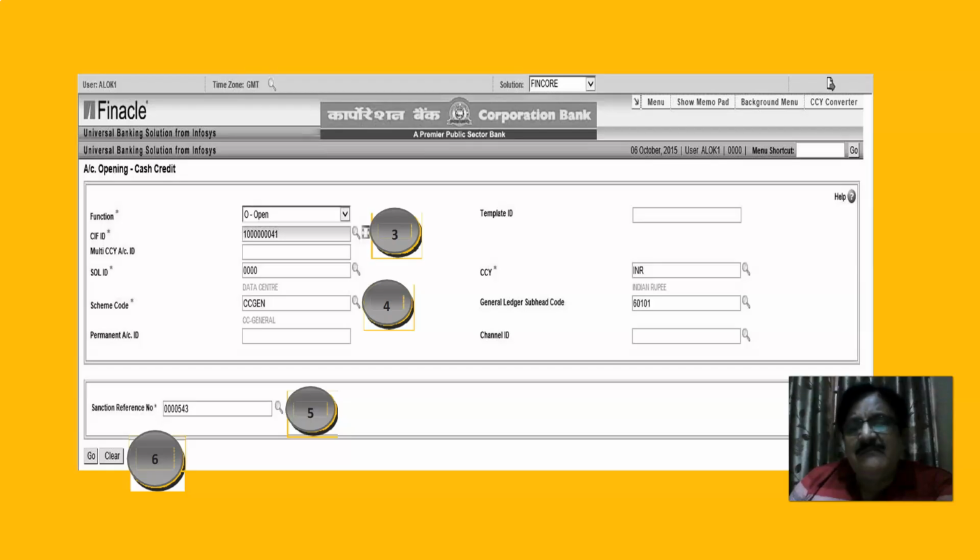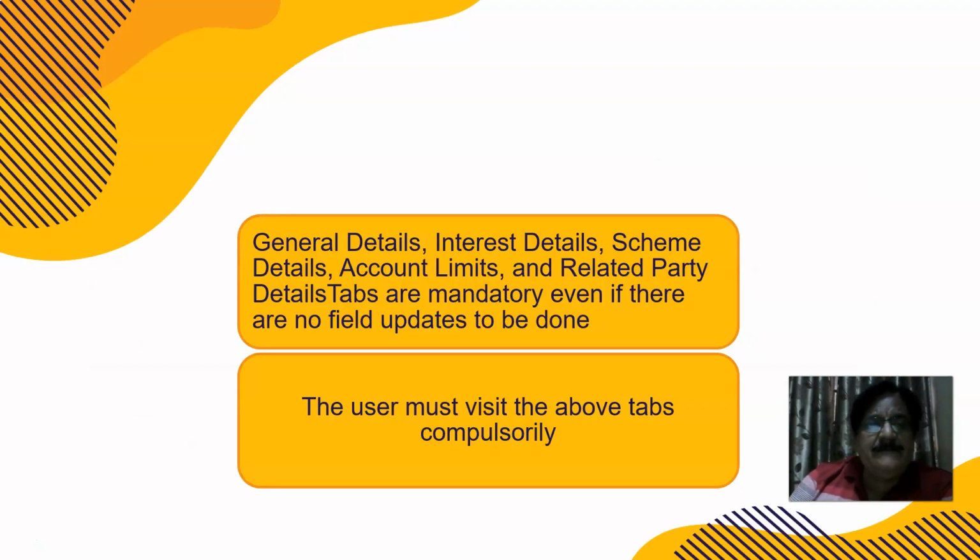Sanction reference number: some banks have a different command for generating a reference number, or we have a manual system also. The sanction reference number you can write here, the letter date, or you can find it from the searcher also. CCY INR, subsidy general ledger subhead code is 60101. This will be automatically populated. INR will also be populated on its own, right?